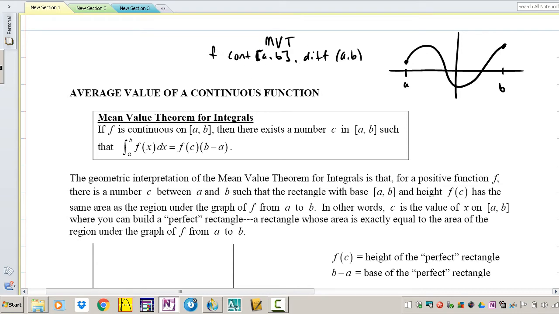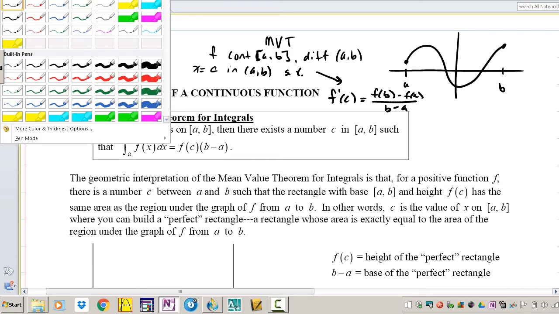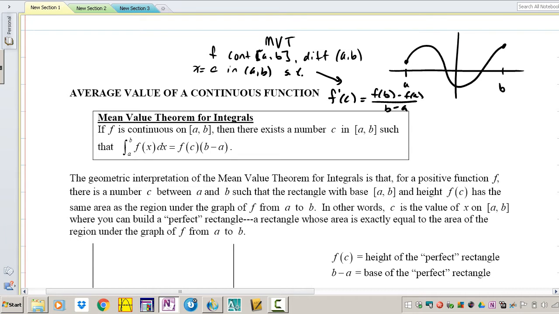And if I met these two conditions, then there must be a c. There exists an x value c in a to b such that the derivative at c was equal to the average rate of change of the function from a to b. Now, what does this mean? You guys probably forgot what average rate of change meant. Average rate of change meant that if I got 2 points and I connected them, I have the average of these 2 points.